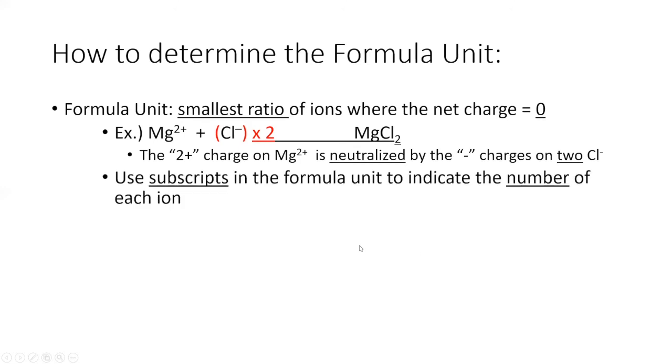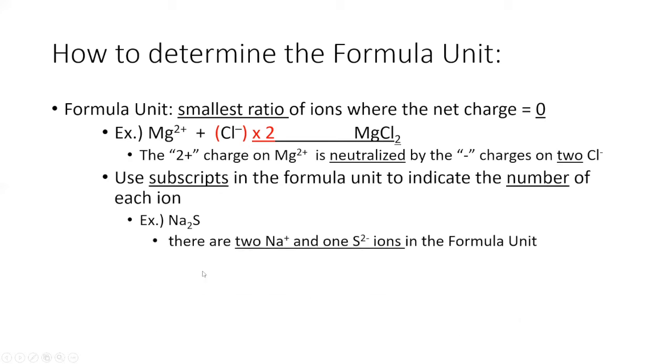As I said, the subscripts in the formula indicate the number of each ion. Here's another example. If the formula is Na2S, that means there are 2 sodium ions and 1 sulfide ion. Again, remember that in chemistry, ones are implied. We don't write ones for subscripts, superscripts, or coefficients. Ones generally don't show up, but they are implied. So there are 2 Na+ and 1 S2- ions in the formula unit.